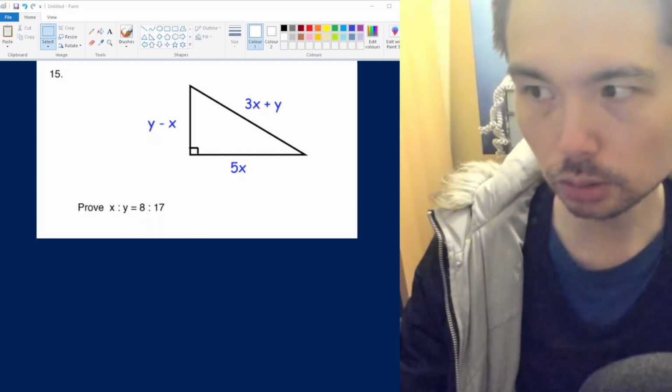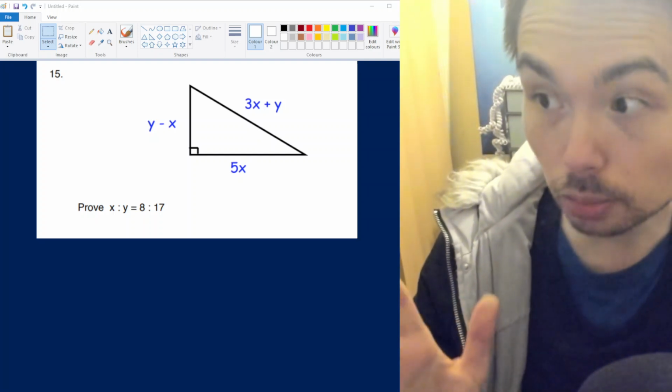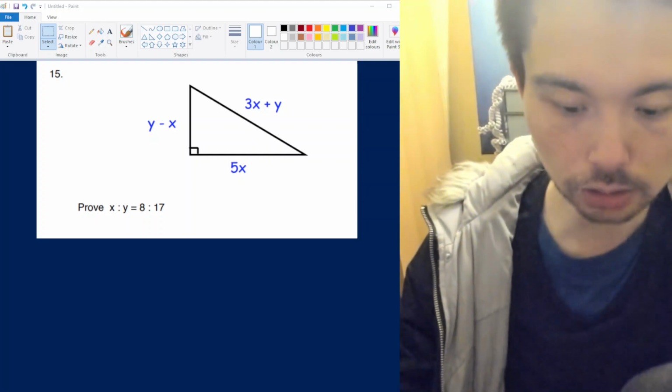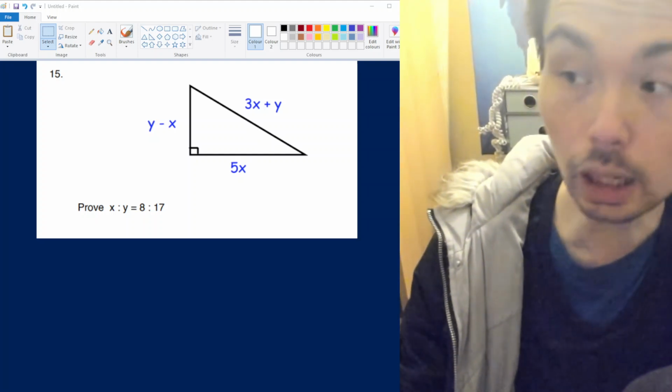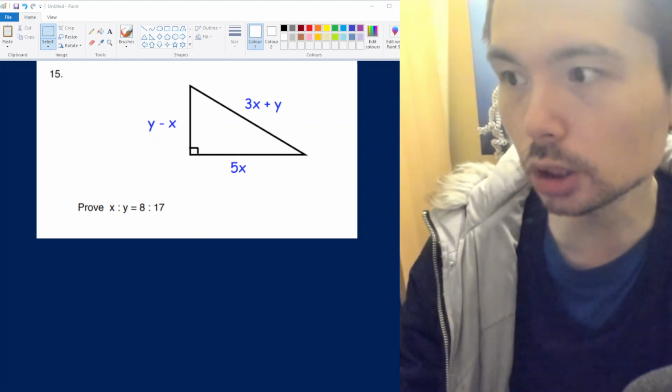We have this right angle triangle. Every single question, just pause before I explain it. You can have a go first, then unpause the video, and then I can show you how to do it.